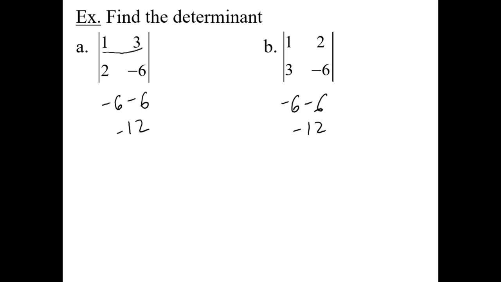What I want you to notice is that this row turns into this column. And then likewise, the second row becomes the second column. What's changing is we're finding the transpose. And so notice that when we find the transpose of a matrix, the determinant does not change. So the determinant of A transpose is the same as the determinant of A.